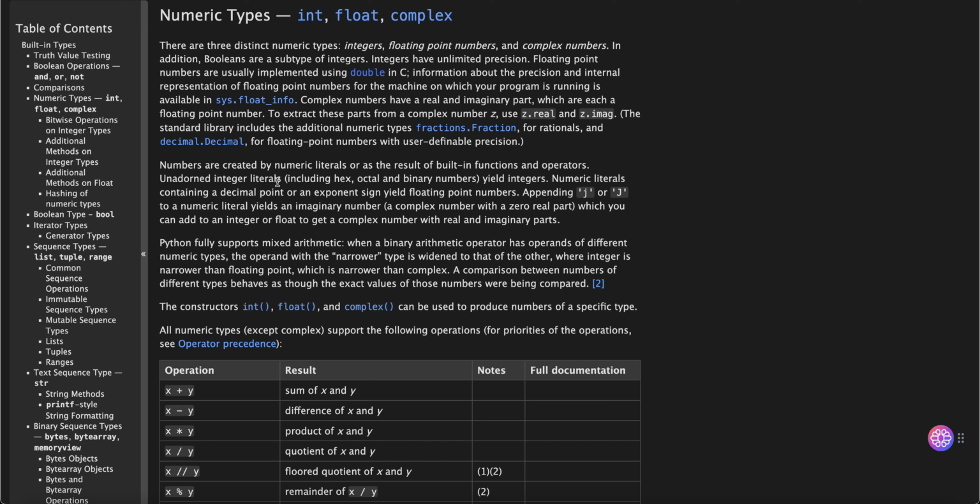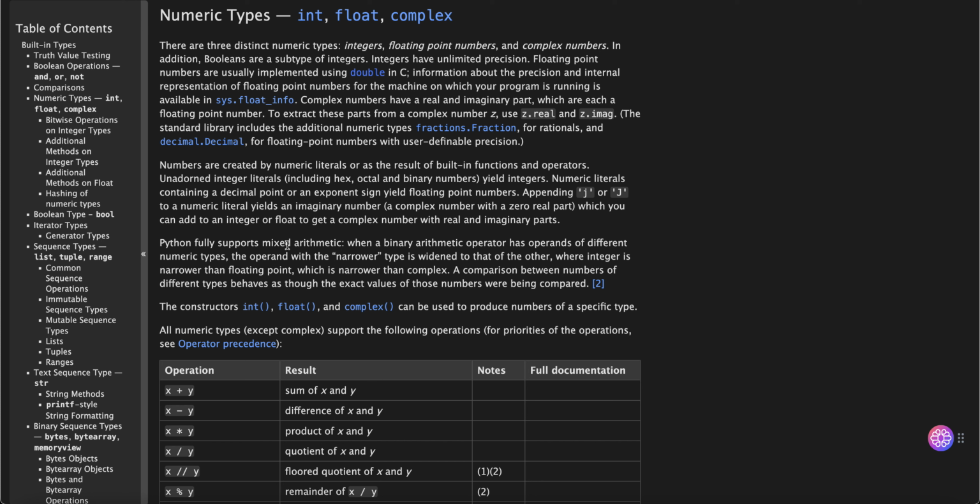Unadorned integer literals, including hex, octal, and binary numbers, yield integers. Numeric literals containing a decimal point or an exponent sign yield floating point numbers. Appending j or capital J to a numeric literal yields an imaginary number, a complex number with a zero real part, which you can add to an integer or float to get a complex number with real and imaginary part.